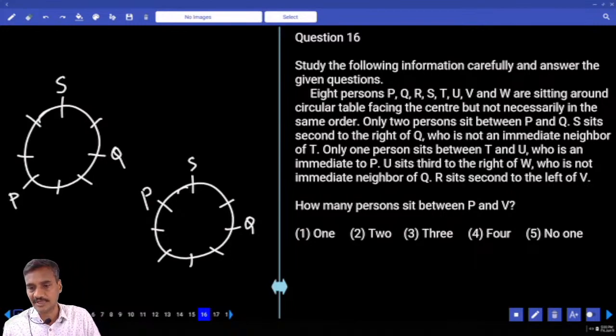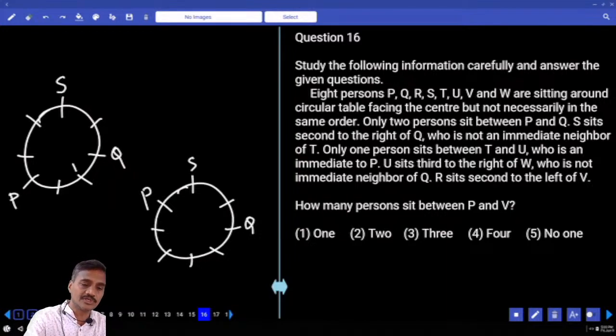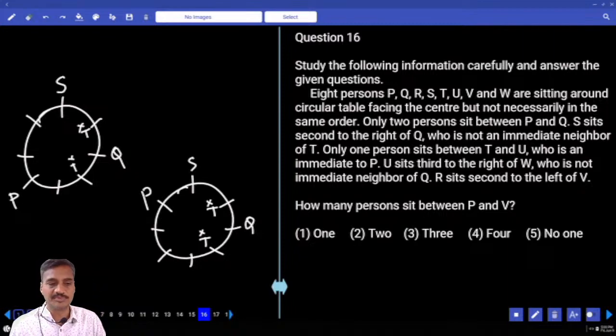Only 2 in between P and Q. S is second to the right of Q. Q is not an immediate neighbor of P. Now here also Q is not an immediate neighbor of P. Then only one person between T and U. In between T and U, how many people? There must be exactly one.